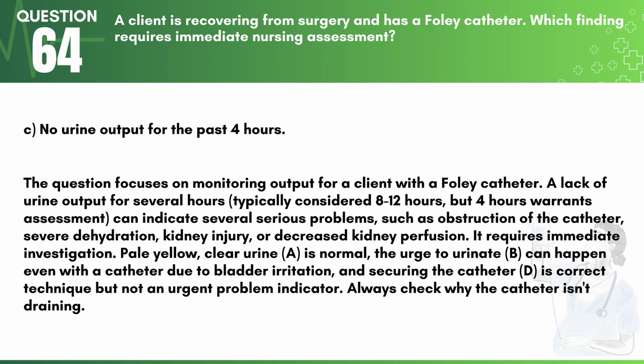It requires immediate investigation. Pale yellow, clear urine, A, is normal. The urge to urinate, B, can happen even with a catheter due to bladder irritation, and securing the catheter, D, is correct technique but not an urgent problem indicator. Always check why the catheter isn't draining.